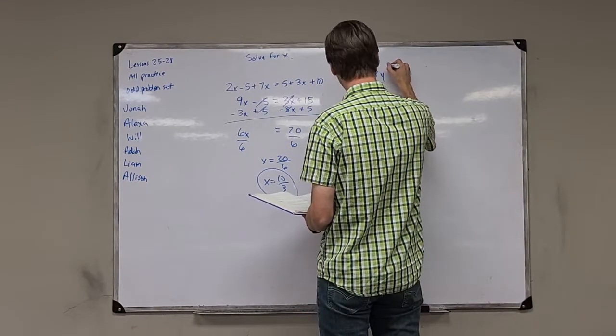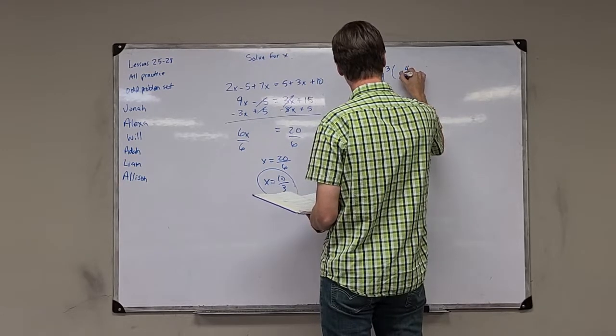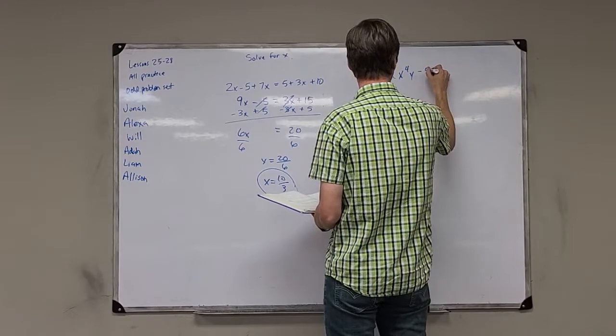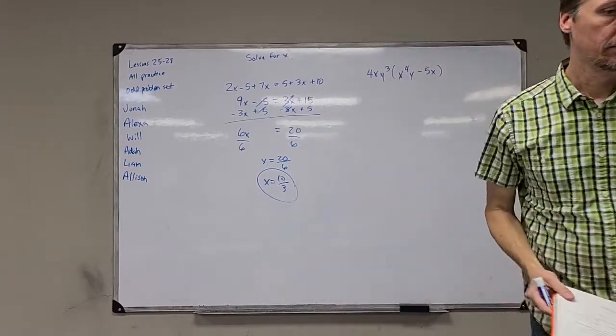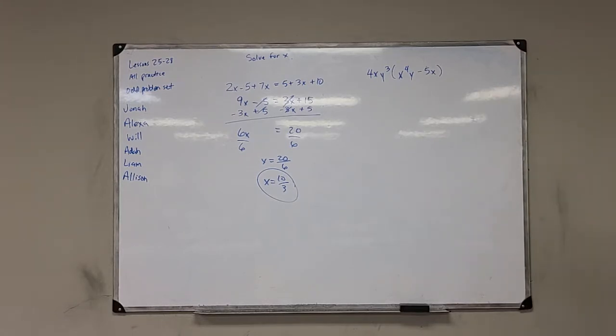4xy cubed times x to the 4th y minus 5x. Our rule with distribution doesn't change, even if the problem looks more complicated. What is my rule with distribution? How do I do distribution?